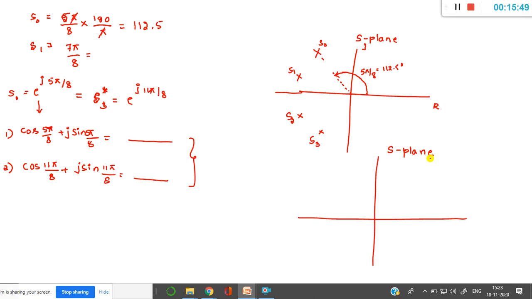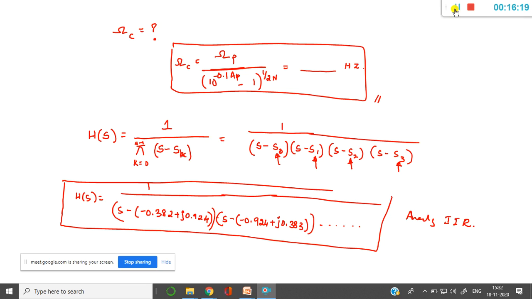What is the answer for cos 5 pi by 8 plus j times sin 5 pi by 8? See, you need to put your calculators in radian mode. Only then will we get the answer, because 5 pi by 8 is expressed in radians, not in degrees. So you need to be careful in order to understand these problems. So what is the answer?